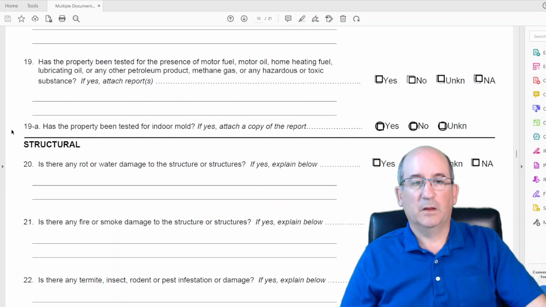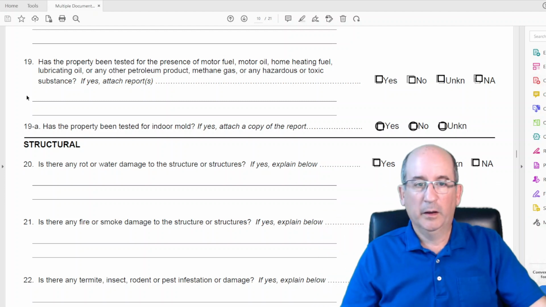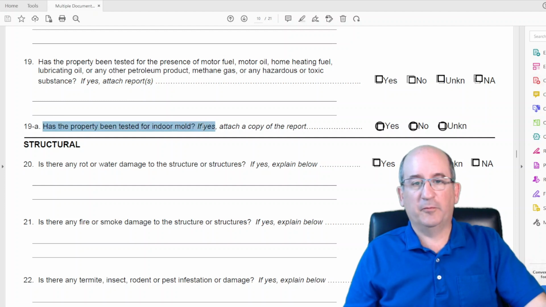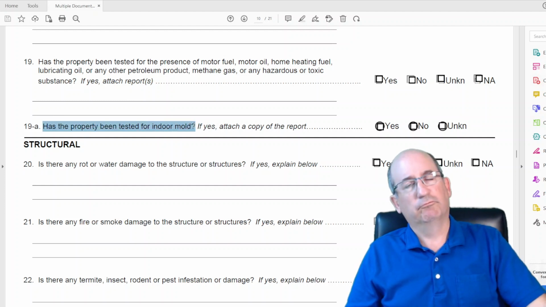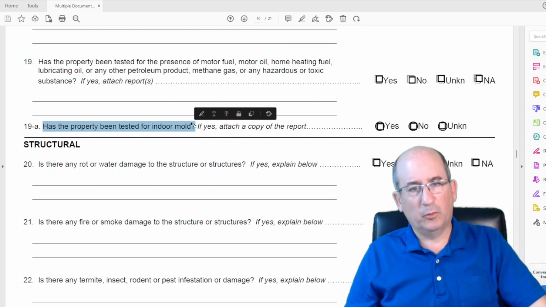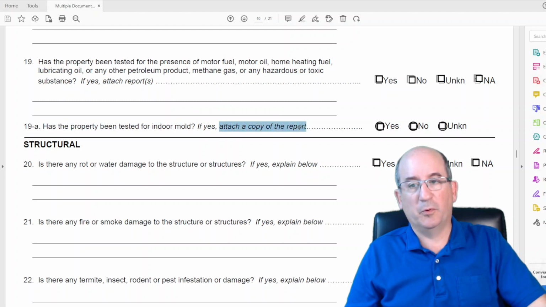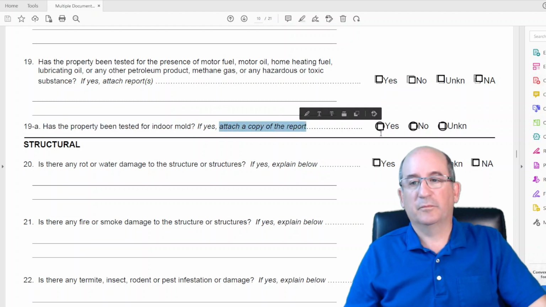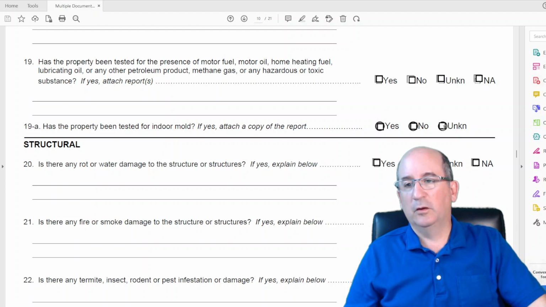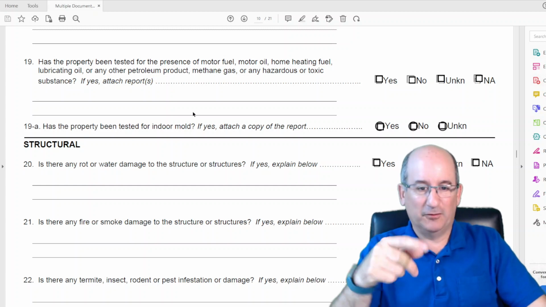Okay? Here's the new question, 19A. It didn't even come to the level of being number 20 and redoing the whole form. So has the property ever been tested for indoor mold? Outdoor mold? Indoor mold. Outdoor mold? I don't know if I've heard of that. So it's asking for indoor mold. If yes, attach a copy of the report. That's it. Okay? Yes, it has. No, it hasn't. Or unknown. I have no clue. Not applicable doesn't apply because you have to answer it one of these ways.